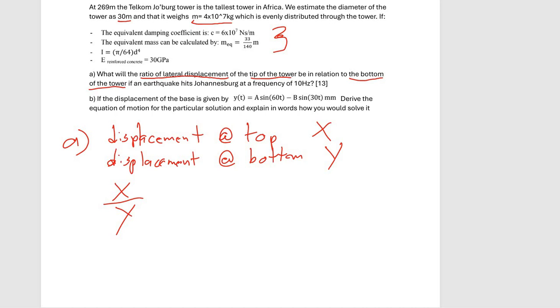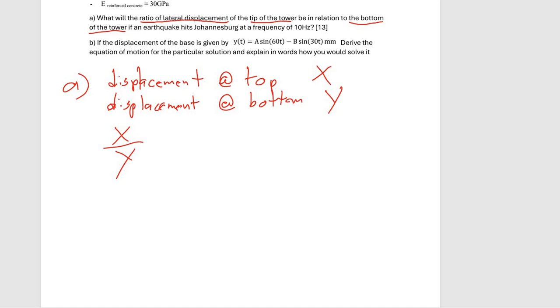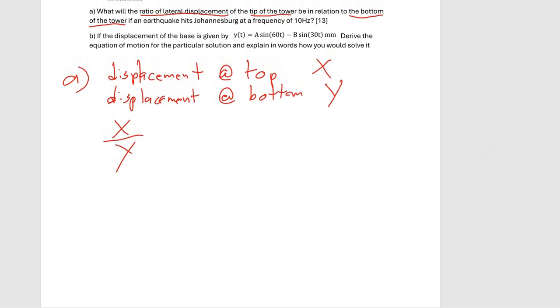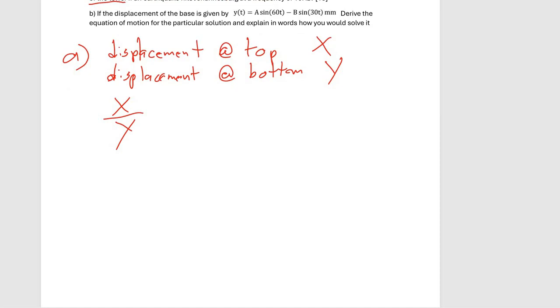Does this ratio ring a bell? Of course it does, because this ratio is the transmissibility. If I can just scroll up to the problem, what we have learned so far in the theory, if you still recall, for single degree of freedom, we have what we call transmissibility, which in this case is the ratio of the displacement of the top or the tip of the tower versus the displacement of its base.